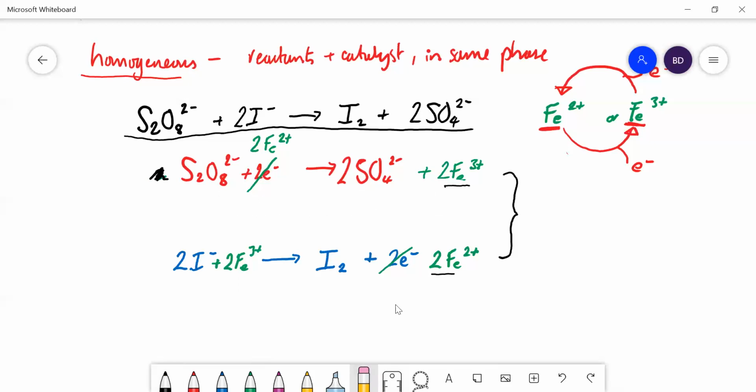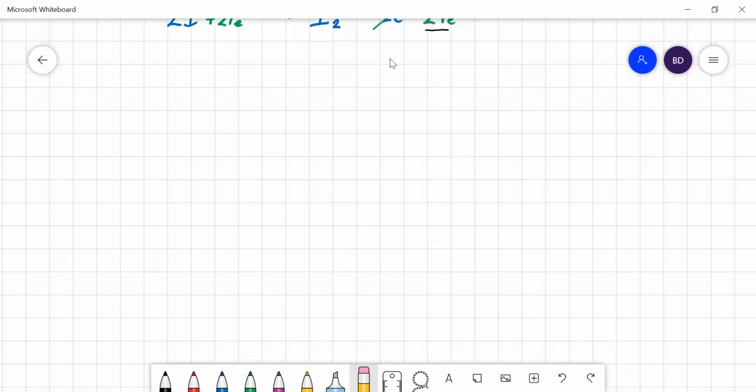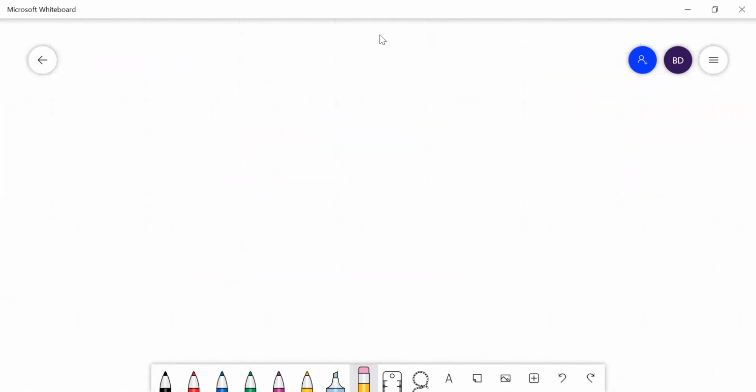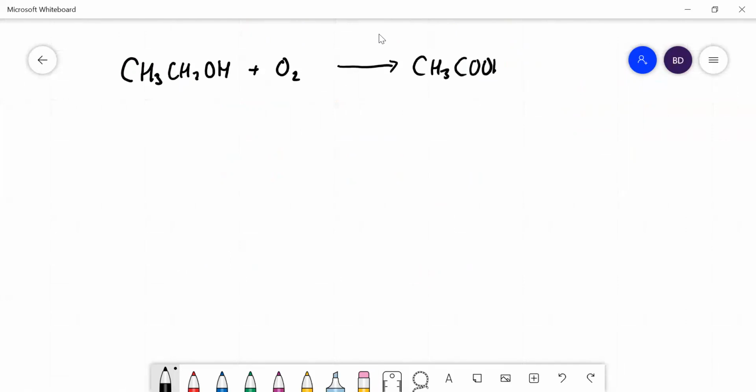Okay, we're going to do another reaction now, and this is the oxidation of alcohol, say ethanol, CH3CH2OH, and it can be oxidized by oxygen in aqueous solution to ethanoic acid, and you get water. Okay, and you check all that, I think that's balanced. Yeah, it is balanced. Yep, that's fine.